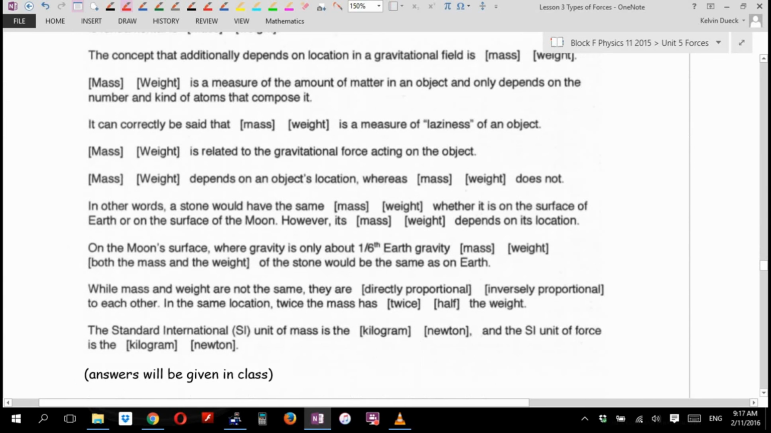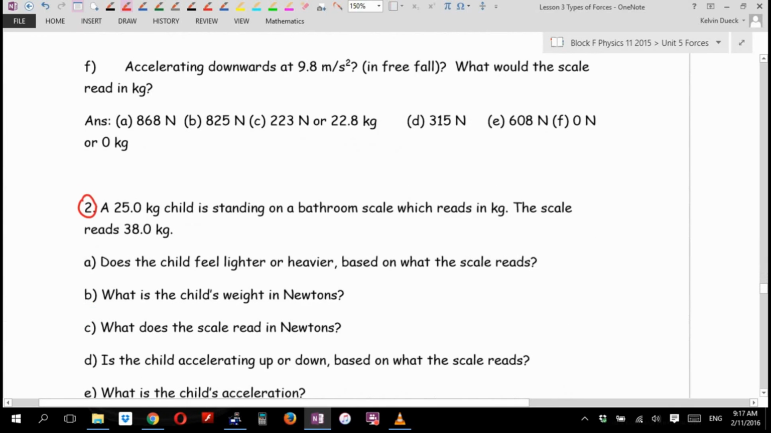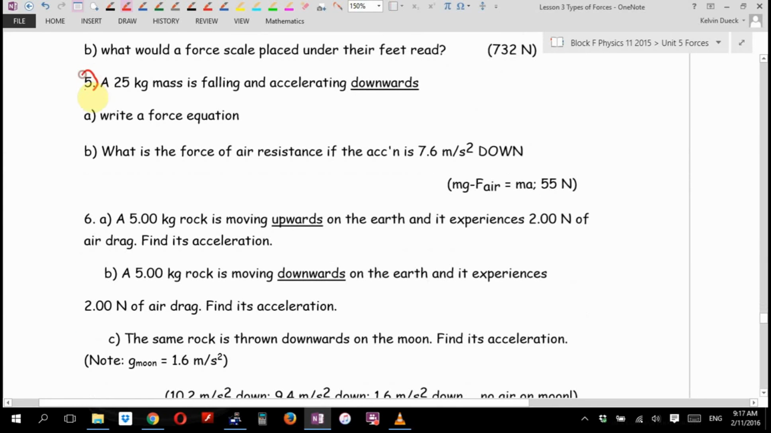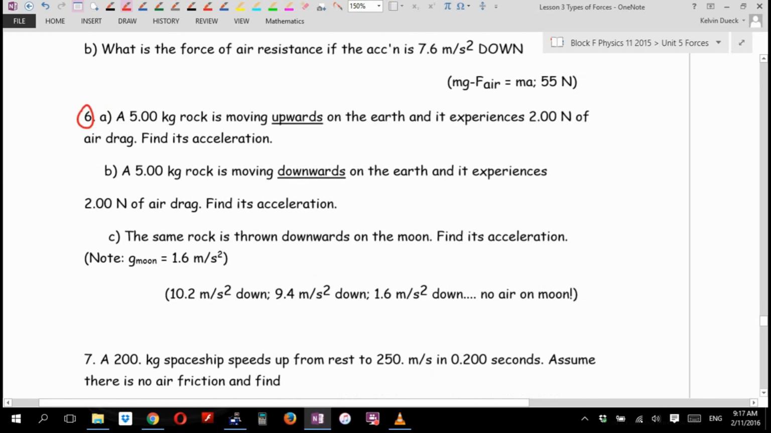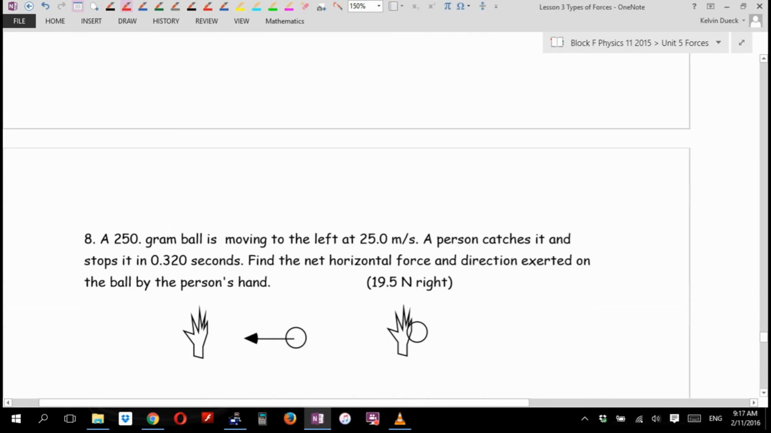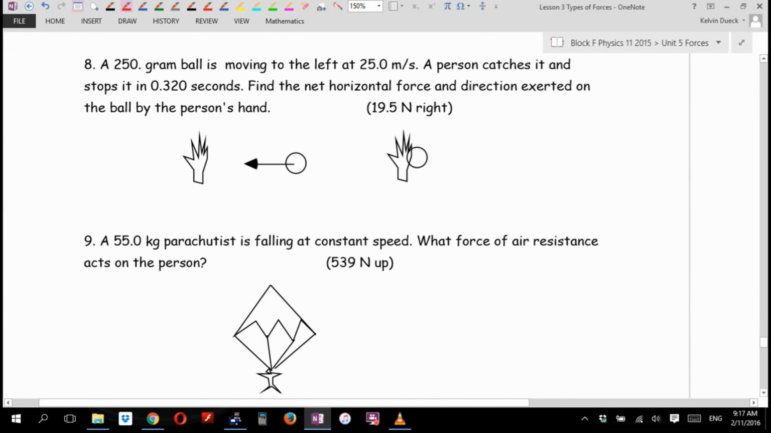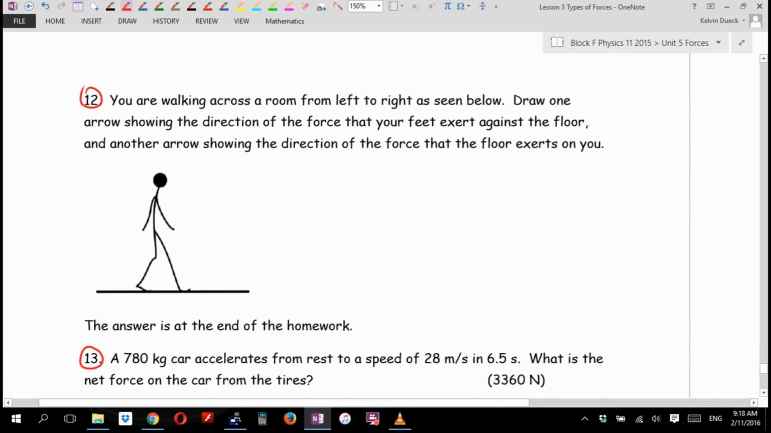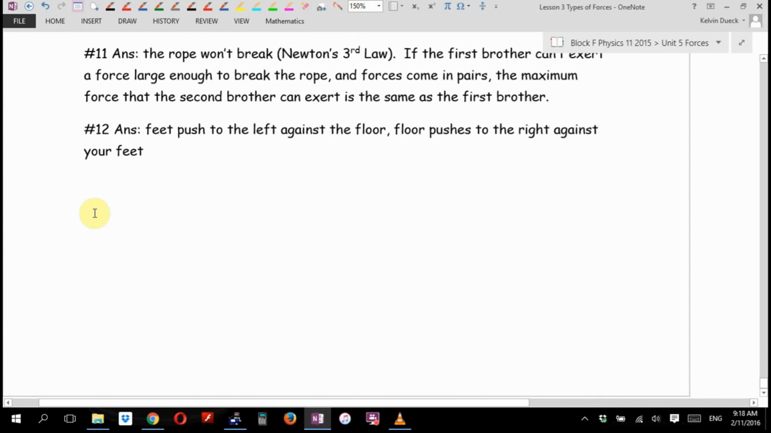So finish this off, and then I assigned number 1 and number 2 and number 3 last class. Number 4, I can now add number 5, because that's air resistance. I can add number 6, number 7, number 8, number 9. So I think that's all of them, isn't it? And your first priority is finish the take-home quiz.